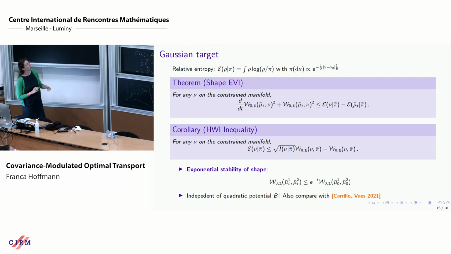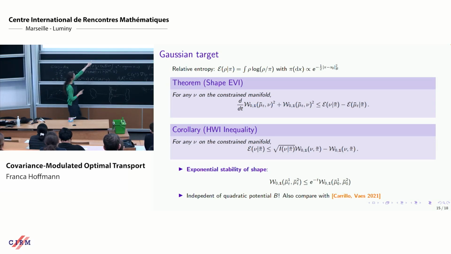But once you have this EVI, you can also get convergence rates, exponential convergence rates. And what's really interesting here is that these convergence rates are independent of the potential, right? They're independent of B. So if you would do this in the usual Wasserstein 2 distance, if you had a Fokker-Planck equation that is driven by a potential, then the convergence rate would be given via this potential, right?